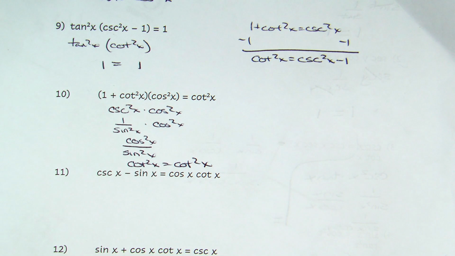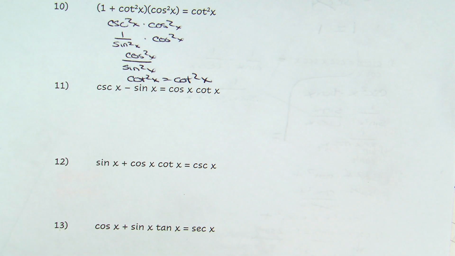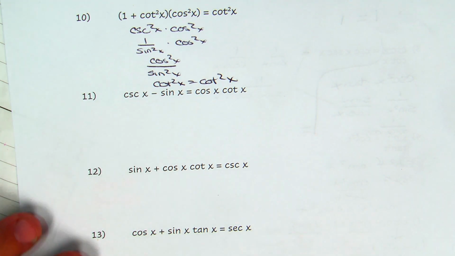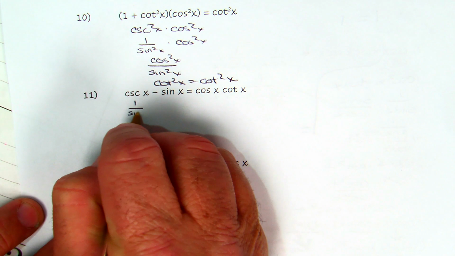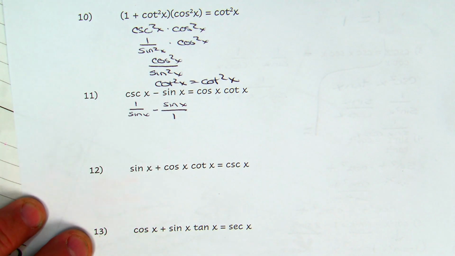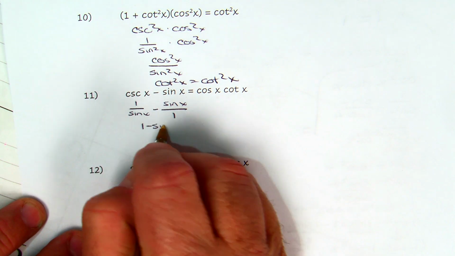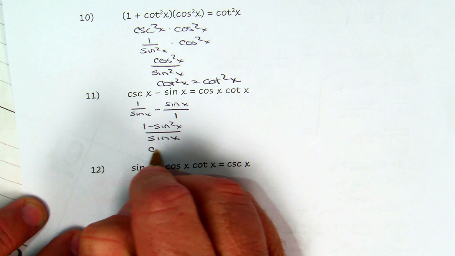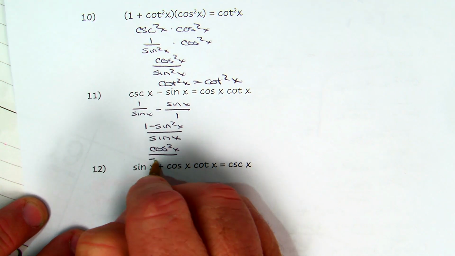Always substitute. So in other words, don't do one cosine squared x plus cosine squared x cotangent squared x. Eventually you'll get there, but you're making your trip a lot longer. Trig identities are like fractions. Addition and subtraction is harder than multiplication and division. So this becomes 1 over sine x minus sine x over 1, which becomes 1 minus sine squared x over sine x, which becomes cosine squared x over sine x.